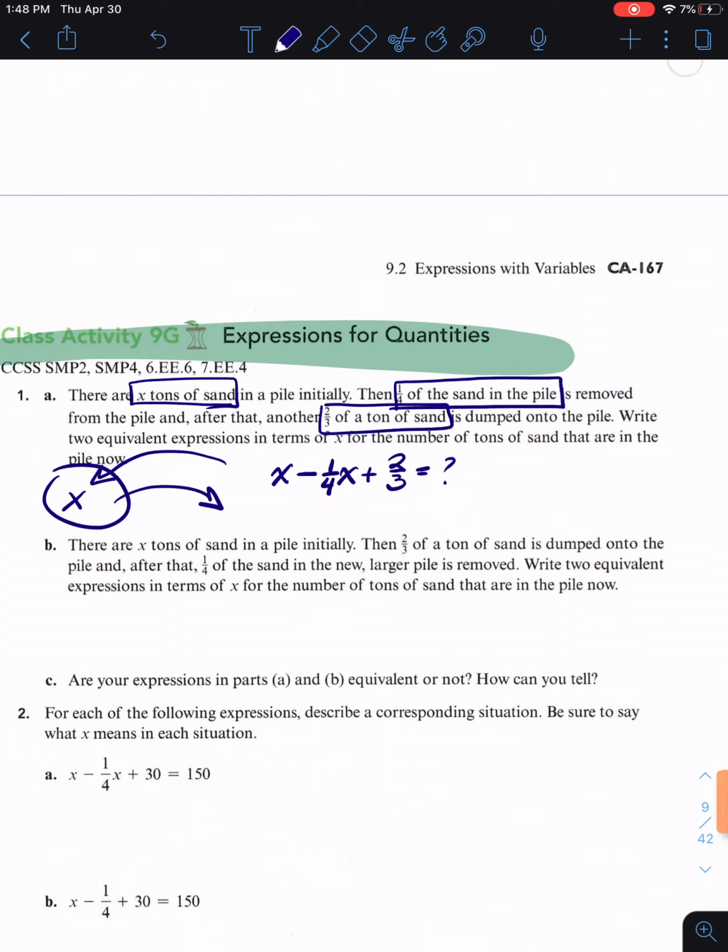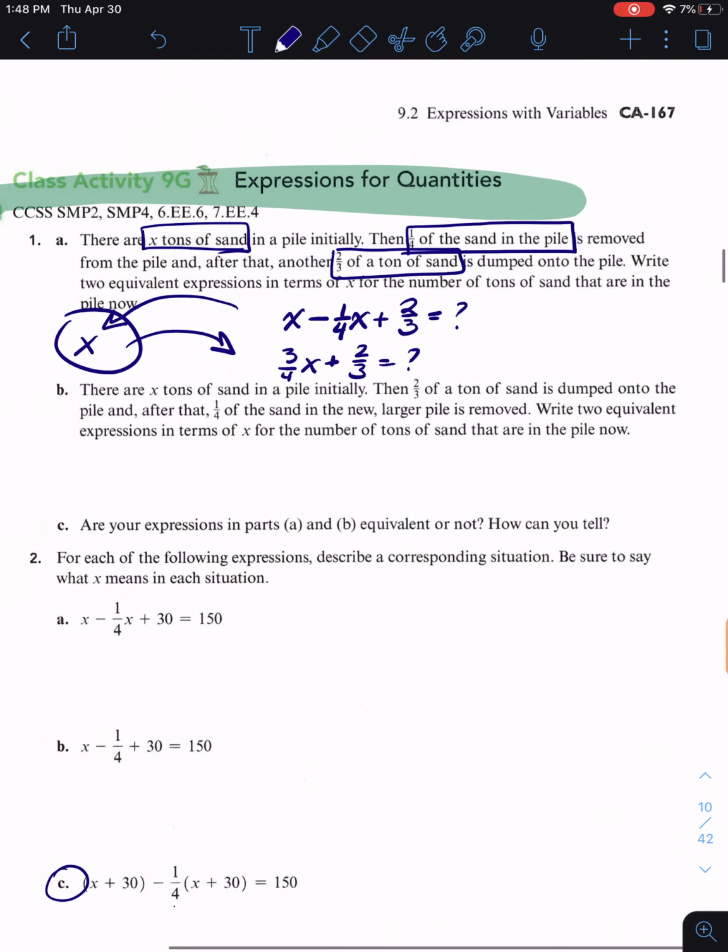So there's one. Now another expression could be, well, if we have some sand and we're going to get rid of a quarter of it, couldn't we write 3/4 of the initial sand left in the pile, and then plus 2/3? That could be either one of those two. All right, let's take a look at number 2B.